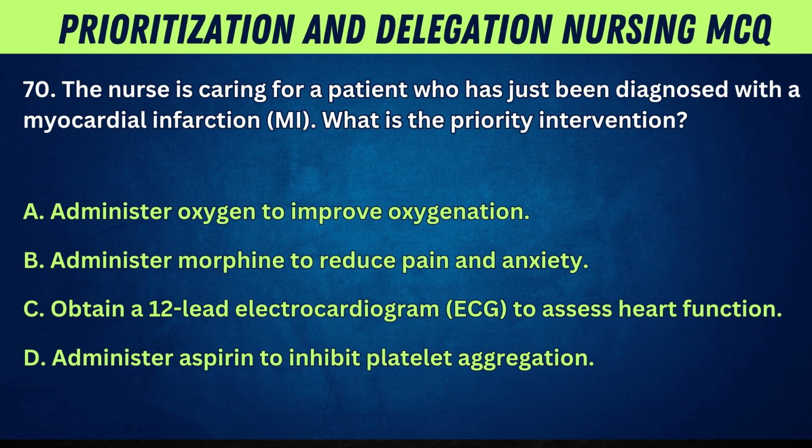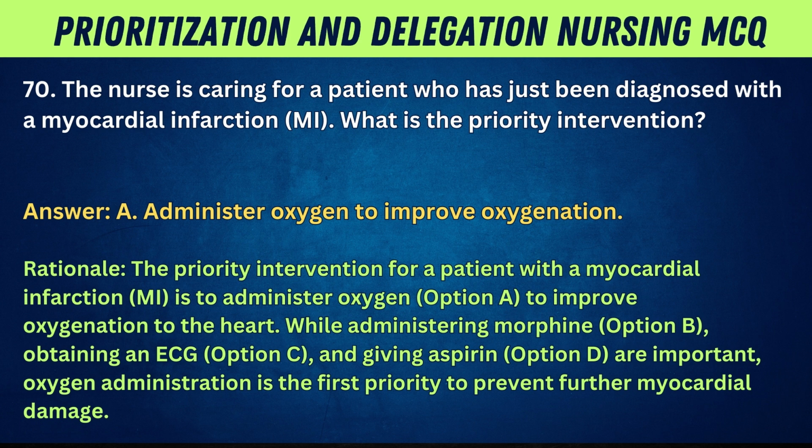A. Administer oxygen to improve oxygenation. B. Administer morphine to reduce pain and anxiety. C. Obtain a 12-lead electrocardiogram, ECG, to assess heart function. D. Administer aspirin to inhibit platelet aggregation. Answer. A. Administer oxygen to improve oxygenation.